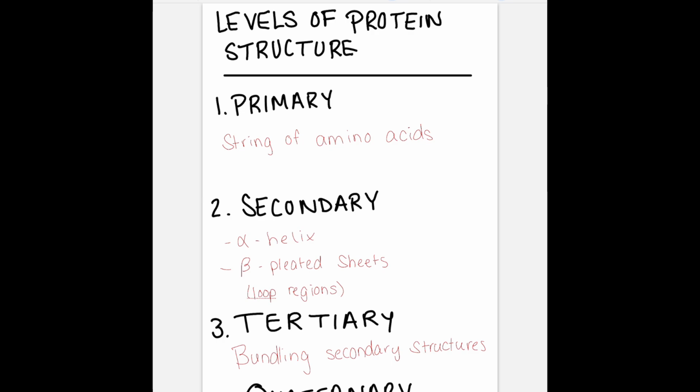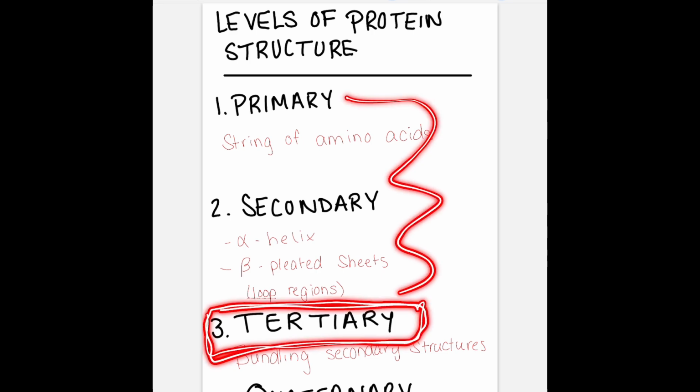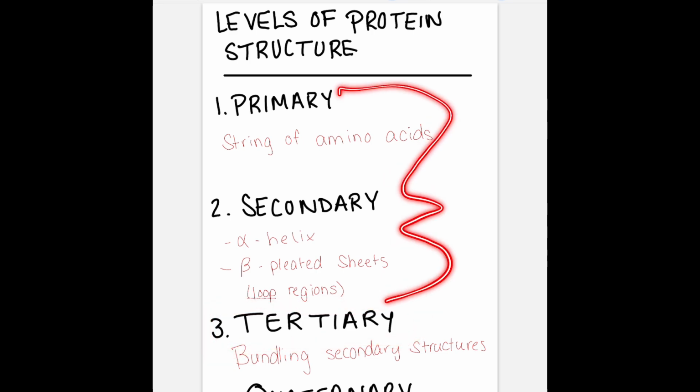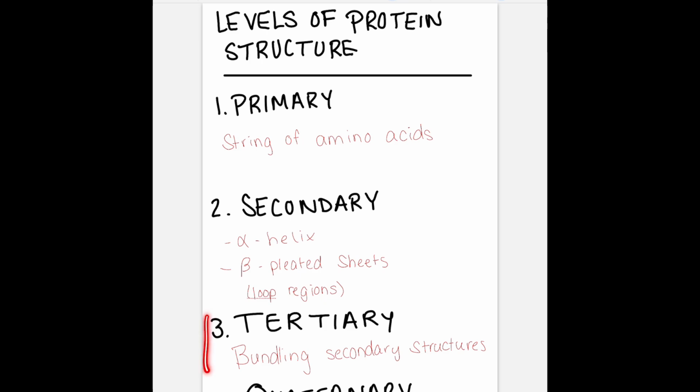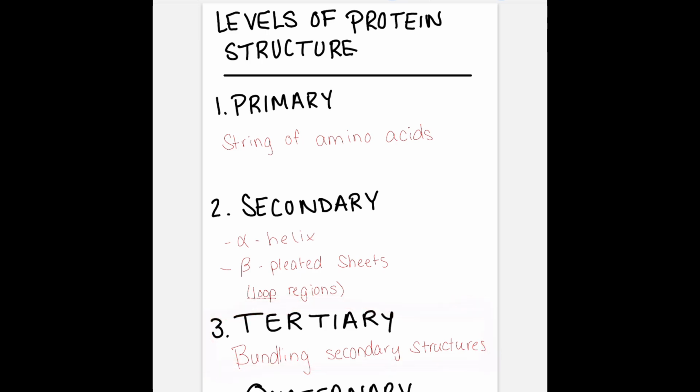Third is our tertiary structure, and that's the bundling of secondary structures. So if we have 3 alpha helices and 2 beta pleated sheets, how are we going to arrange those near each other to make a tertiary structure? This is really where we get into the functional unit of a protein. These aren't really true proteins. They're the building blocks, they're lower levels of structure, but when we make our tertiary structure, that's when it becomes functional.